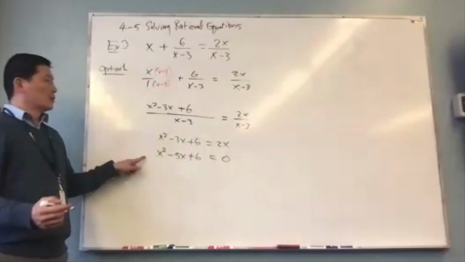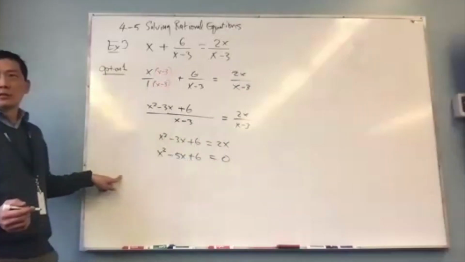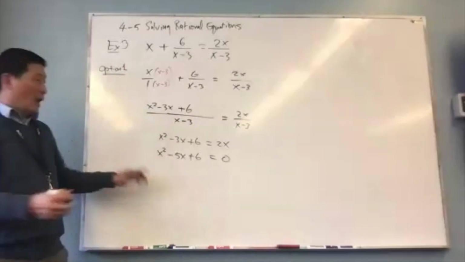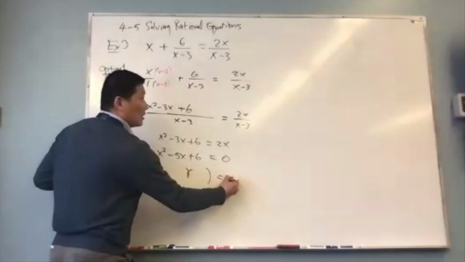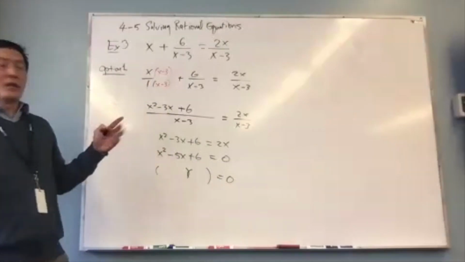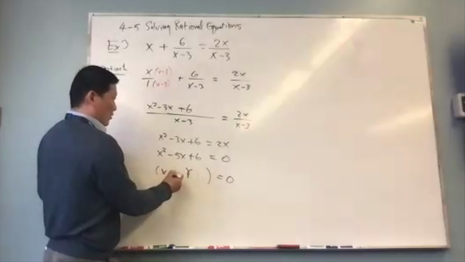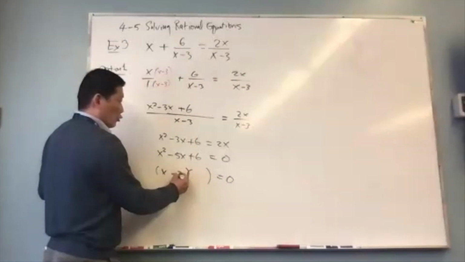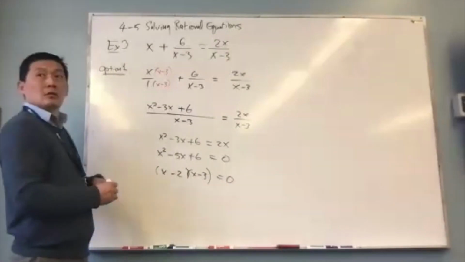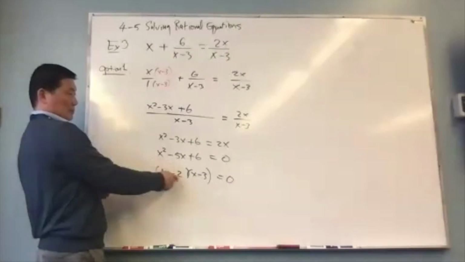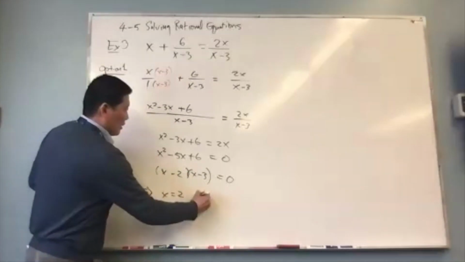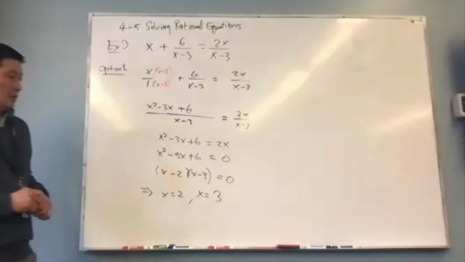Now, why do you think I moved the 2x over here to make the equation look like this? Yeah, I can factor, that's right. I can factor and set equal to 0, then it will be very easy to find x. So if I factor, this will be x minus 2 and x minus 3, right? So what that means is x is equal to 2 and x is equal to 3.